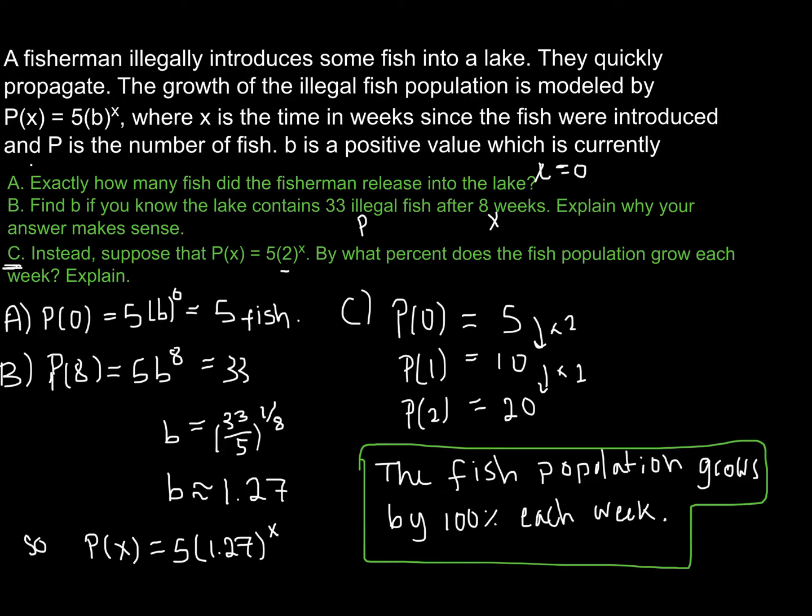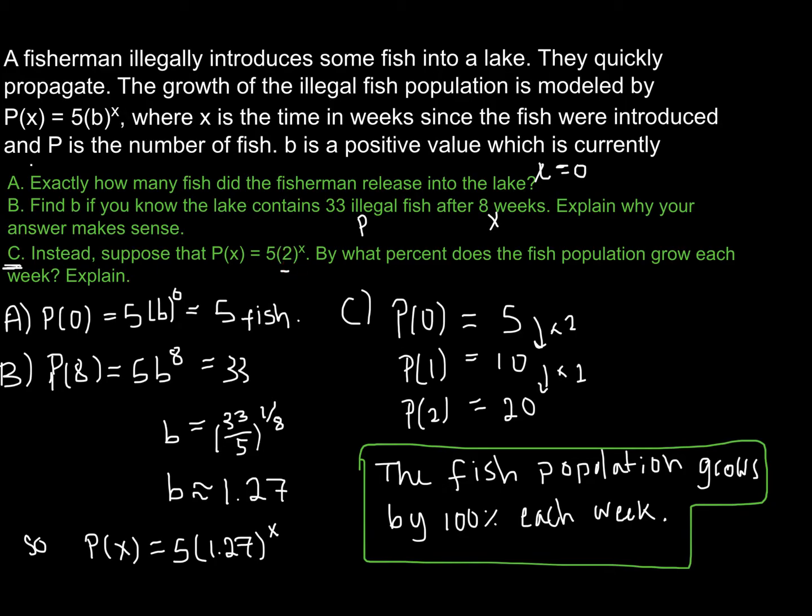For C, instead of our equation that we found, imagine that the B value is 2. What percent does the fish population grow each week? So here, there's a couple ways to think of it. The first is that if my B value is 2, if the base is 2, well, when X increases by 1, that means I multiply by another 2. In other words, I'm doubling, and I can see this process. So I can think of it from week to week. So starting with 0, I have 5. In 1 week, I then get to 10. In 2 weeks, I get to 20. If I did 3 weeks, I'd get to 40. What I can see is that the population is doubling, right? That's because my B value is 2.